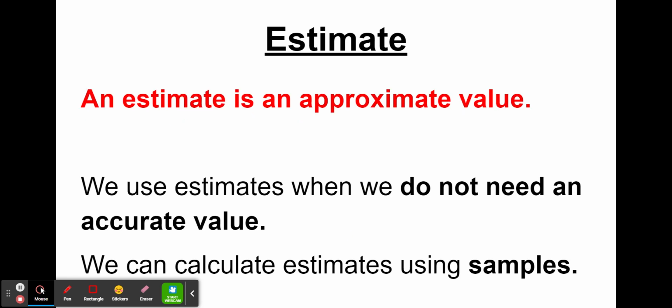Now, moving away from accuracy, we want to look at the difference between accuracy and estimates. An estimate is an approximate value, so it's not accurate. It's often approximate because we actually do not need an accurate value. And one of the ways that we can calculate estimates is using samples.